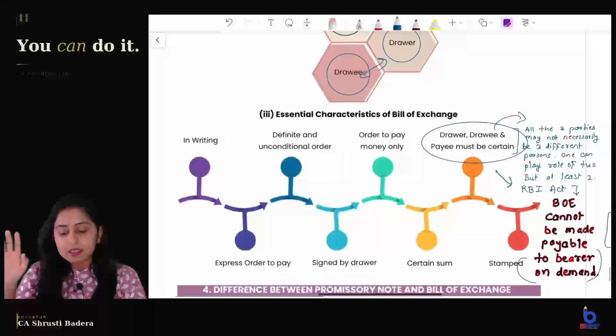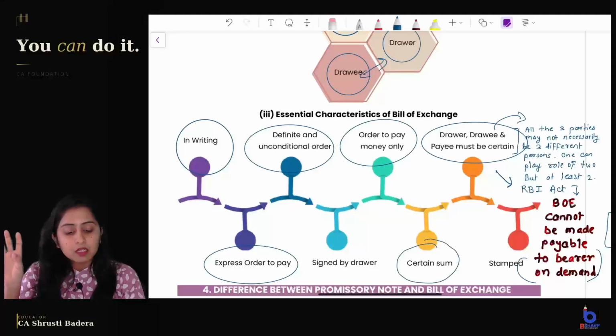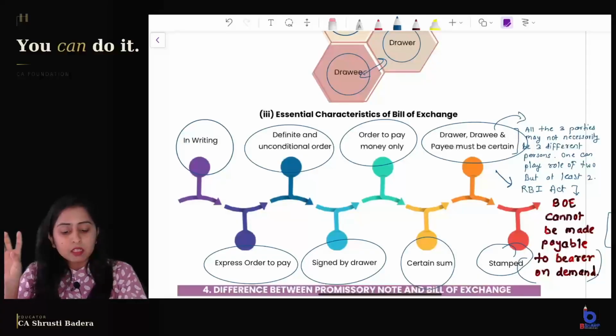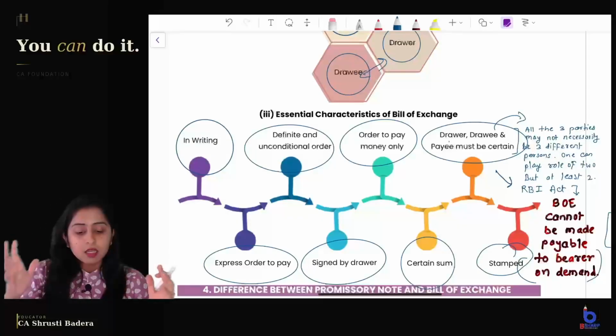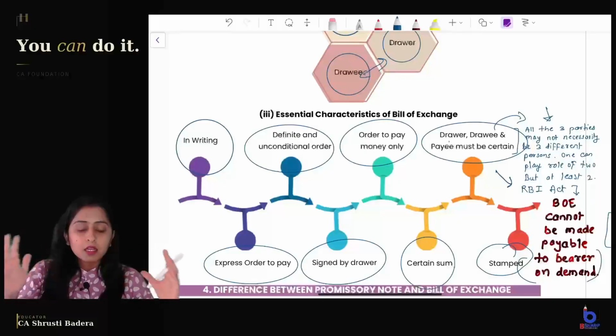What are the characteristics? Again, in writing, a definite and unconditional order, an express order to pay money only, which should be a certain sum, and the bill of exchange should be signed by the maker, it should be stamped, and the drawer, drawee and payee must be certain. All the 3 parties may not necessarily be different, but at least 2 should be distinct.